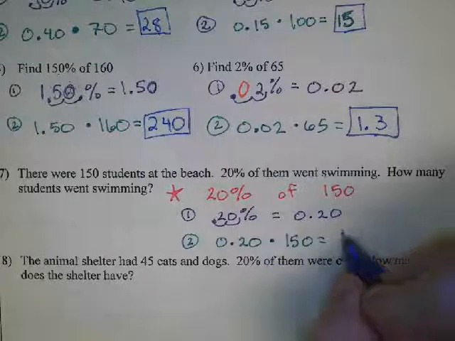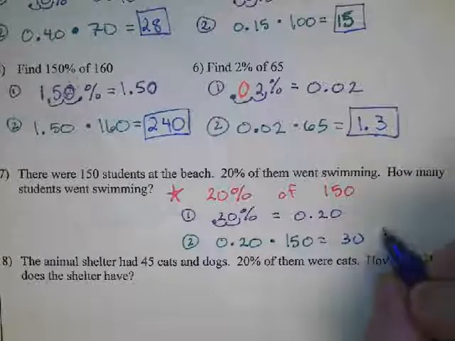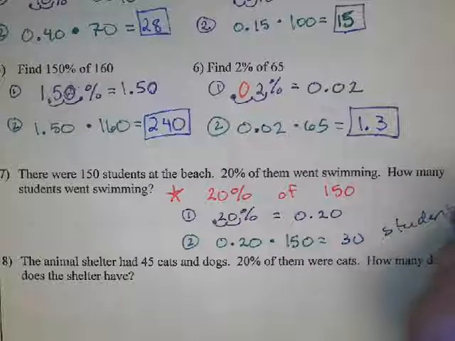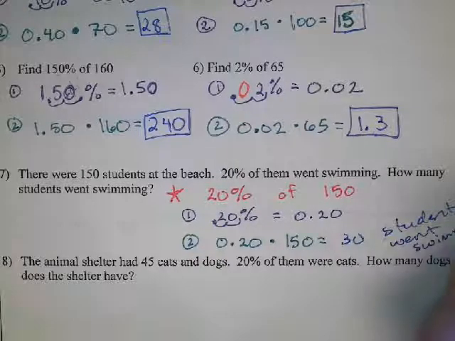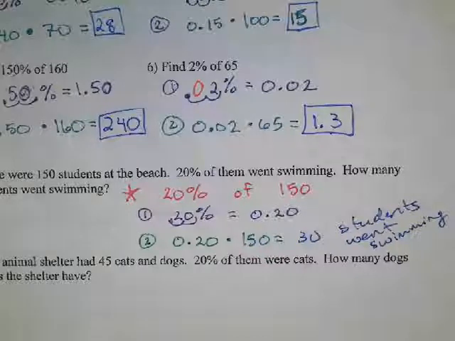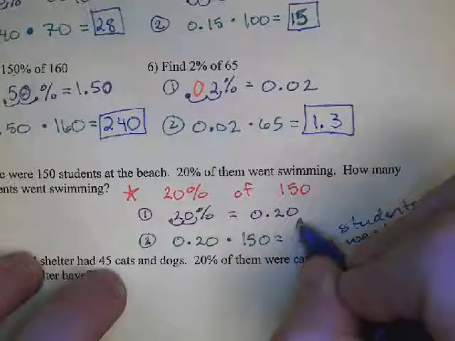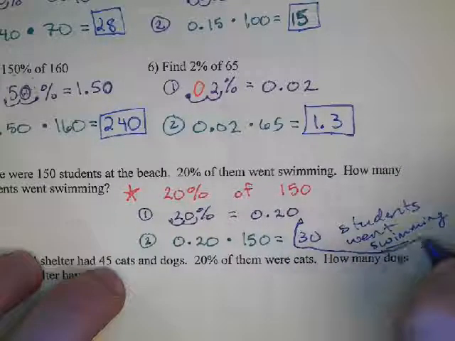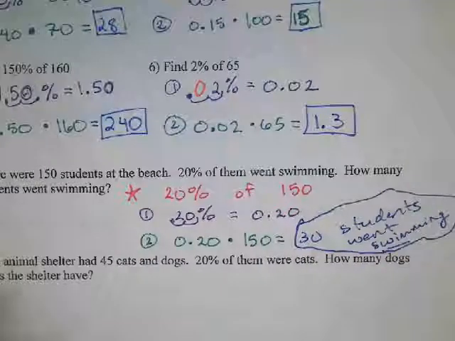30. So what we're saying is that how many students went swimming? 30 students went swimming. So we want to make sure we answer the question and we know what we're talking about, so we'll write some words to help us understand. 30 students went swimming.